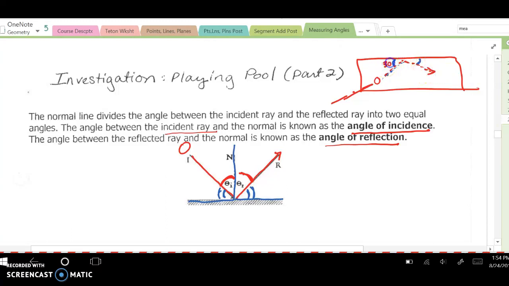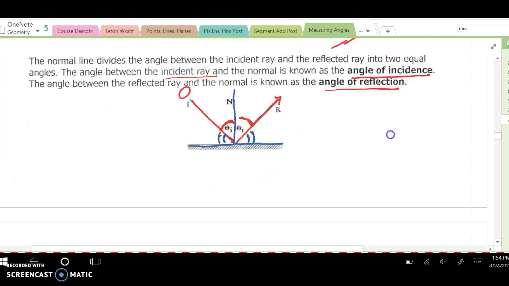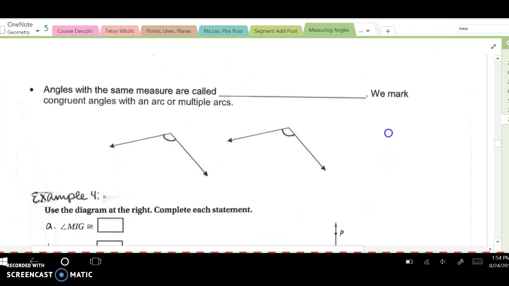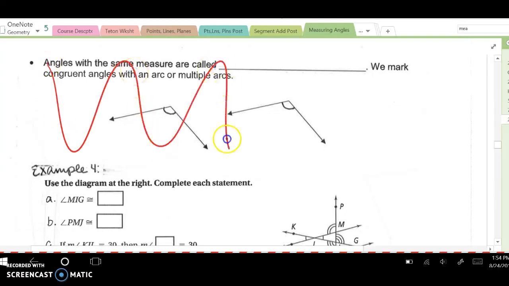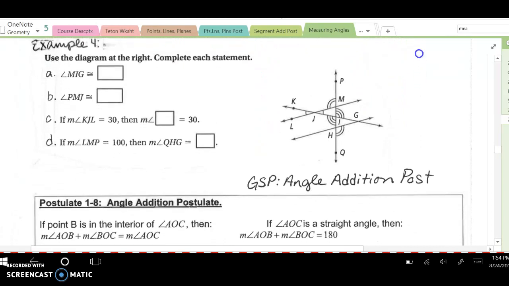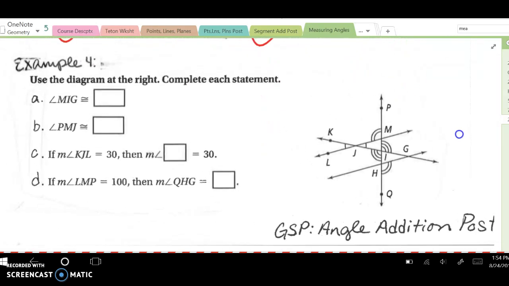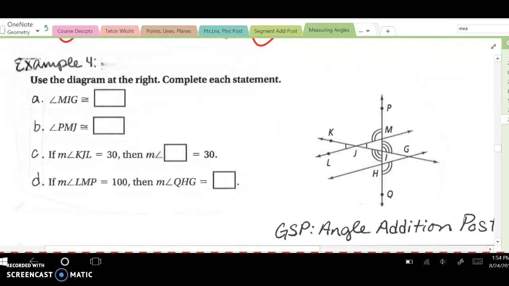So if it came in at a 30-degree angle with the side of the pool table, it should leave at a 30-degree angle. So it'll be congruent angles. A nice little application there of real life. We just said that, so that's redundant. I'm going to mark that out. And let's answer some questions about congruent angles.